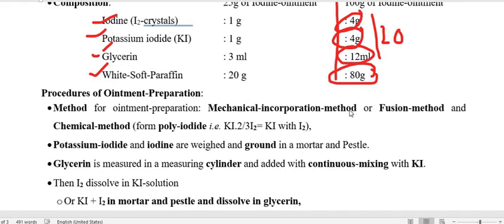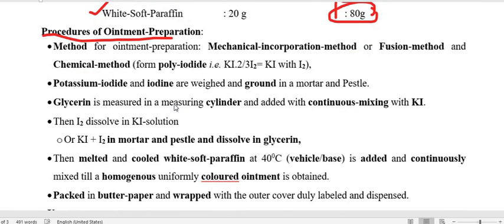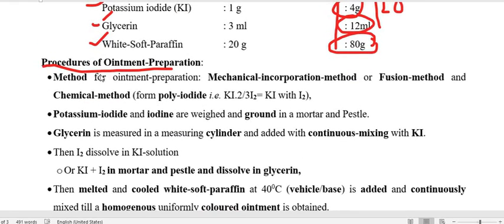So how do we prepare the iodine ointment? For that, we have to go through the procedure of ointment preparation, which includes the methods to prepare the ointment. In this we are going either through the mechanical incorporation method or fusion method, as well as the chemical method. So the methods used for the preparation of this ointment are the fusion and chemical methods.